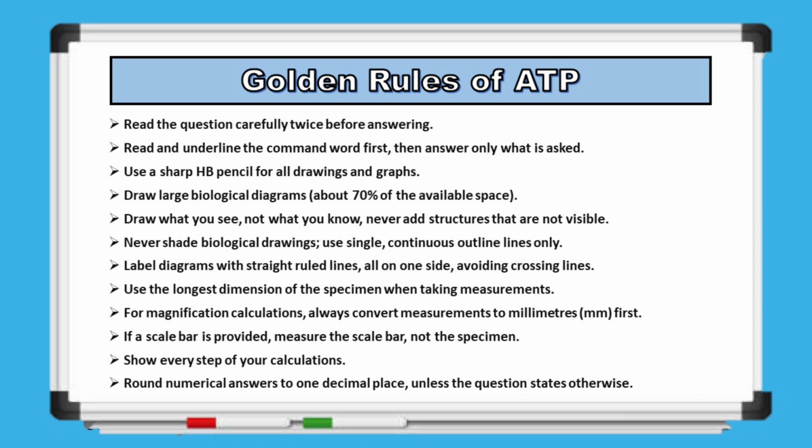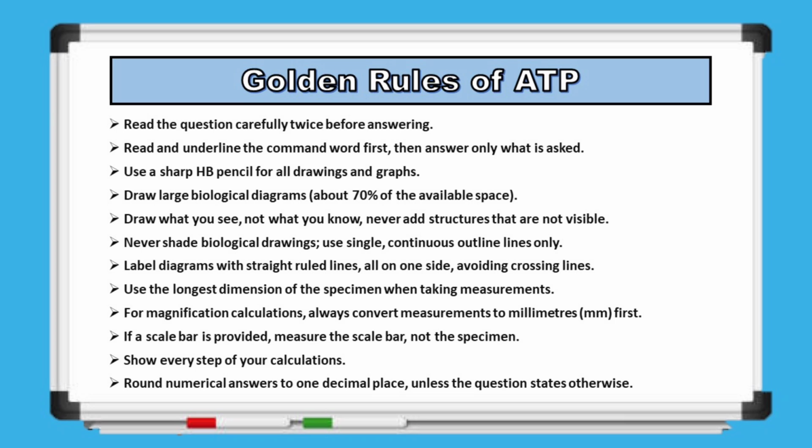Use single, continuous outline lines without shading. Label diagrams neatly with straight ruled lines on one side and avoid crossing label lines. Measure the longest dimension of the specimen unless instructed otherwise. For magnification questions, always convert measurements into millimeters before calculating. If a scale bar is provided, measure the scale bar rather than the specimen.